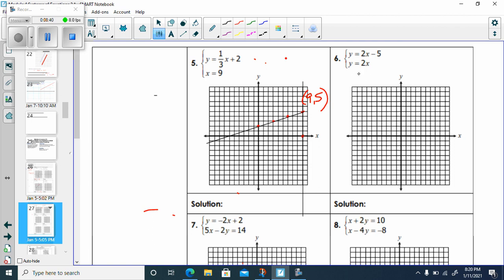Now let's look at number 6. If we're plotting this one, y is equal to mx plus b. So our solution was at 9, 5, right? On this one, we start at negative 5: 1, 2, 3, 4, 5. Our slope is 2, so that's rise 2 and run 1. Up 2 over 1, up 2 over 1. You can keep going as long as you want to, or you can just draw your line through it.